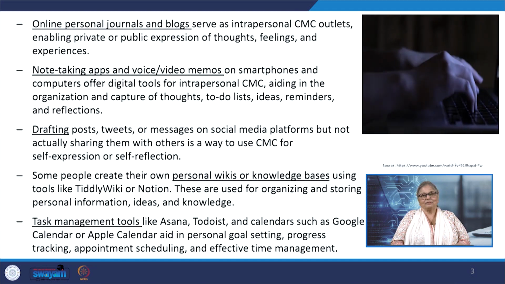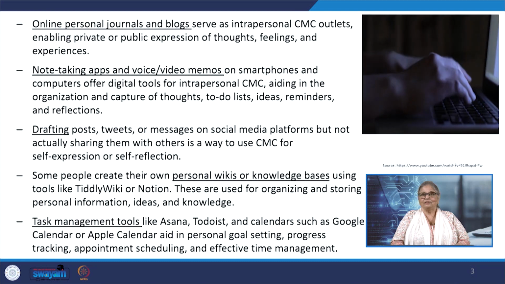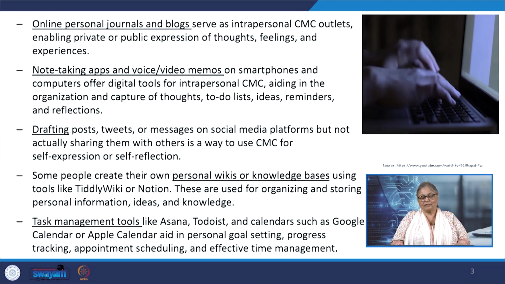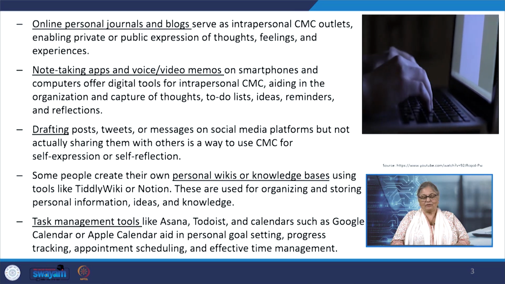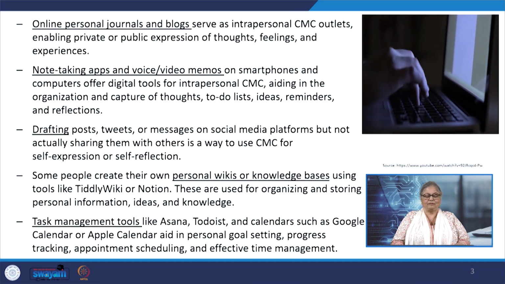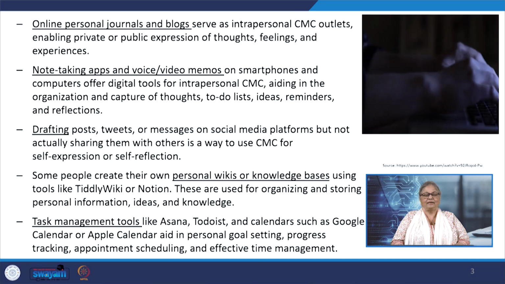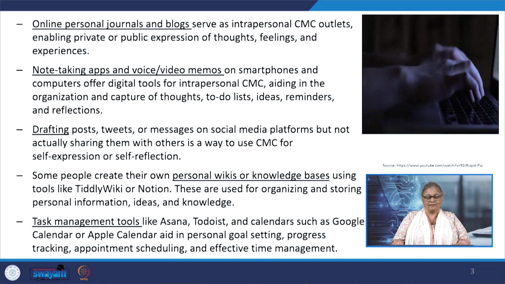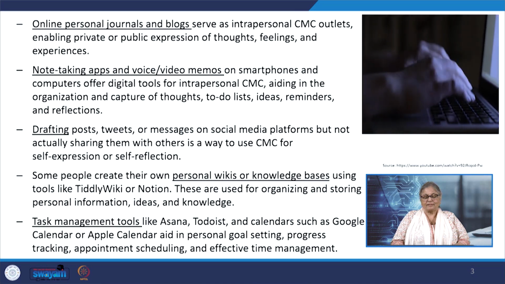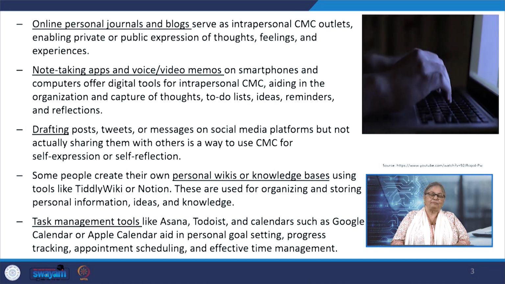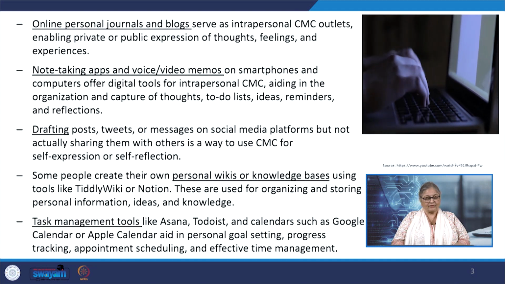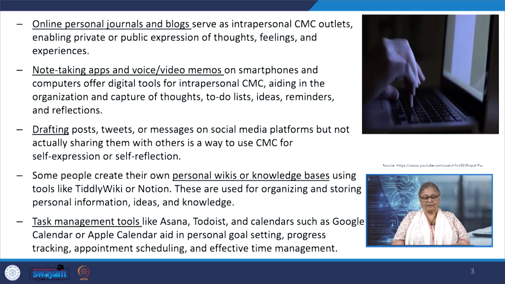Some people also create their personal wikis or knowledge bases using tools like TiddlyWiki or Notion. These are used for organizing and storing personal information, ideas, and knowledge. Task management tools like Asana, Todoist, and calendars such as Google or Apple Calendar aid in personal goal setting, progress tracking, appointment scheduling, and effective time management.